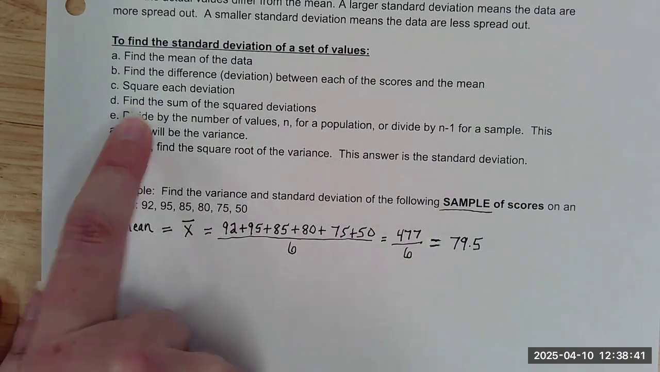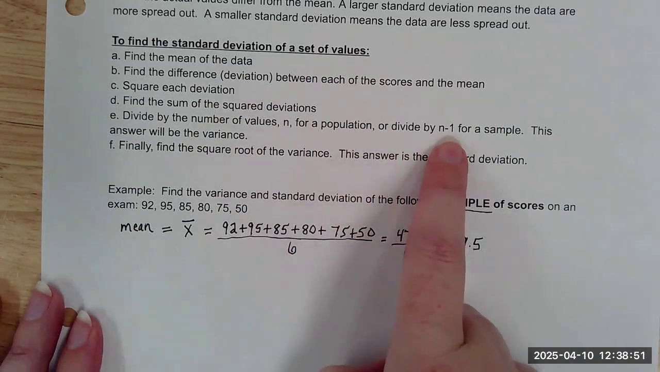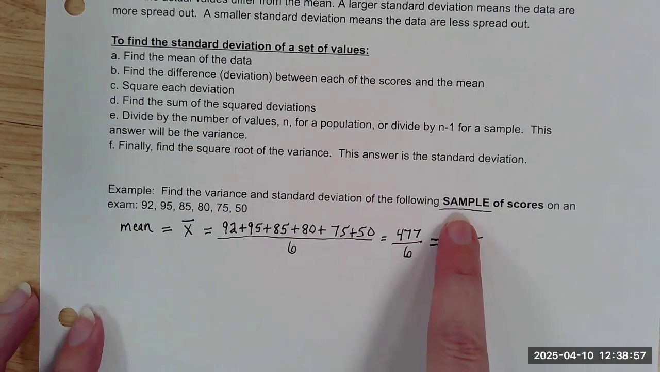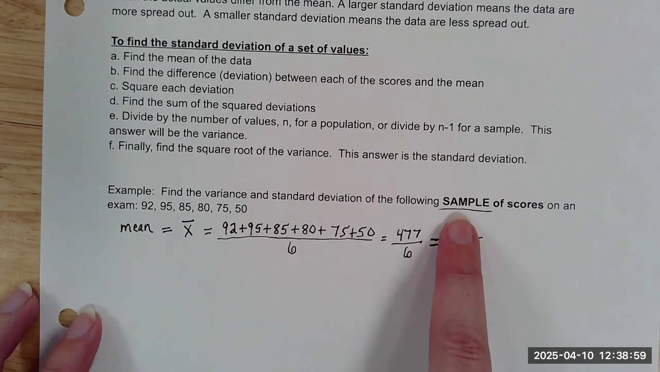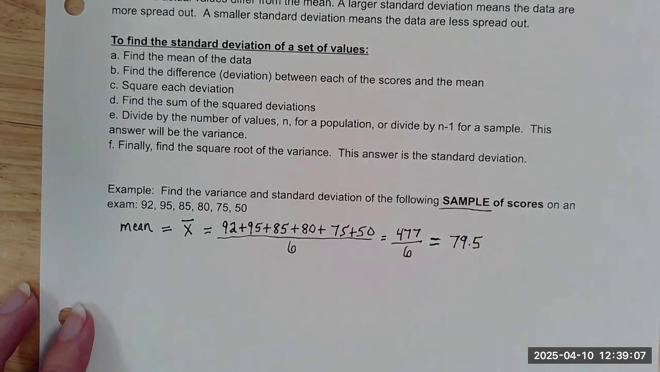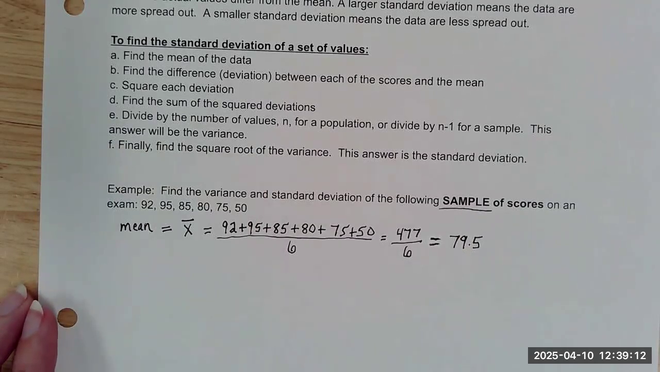Then it says we're going to divide by the number of values. There's 1, 2, 3, 4, 5, 6 of them. If we're talking about the population, we divide by n, or we're going to divide by n minus 1 if it's a sample. In this case, I made it really clear it's a sample by capitalizing the word and all of that. So instead of dividing by 6, we're going to divide by 5. We're going to do n minus 1, so 6 minus 1. And then finally, we're going to take the square root of that variance, and it's going to give us the standard deviation. So you got the game plan down? Ready to see what we're doing?